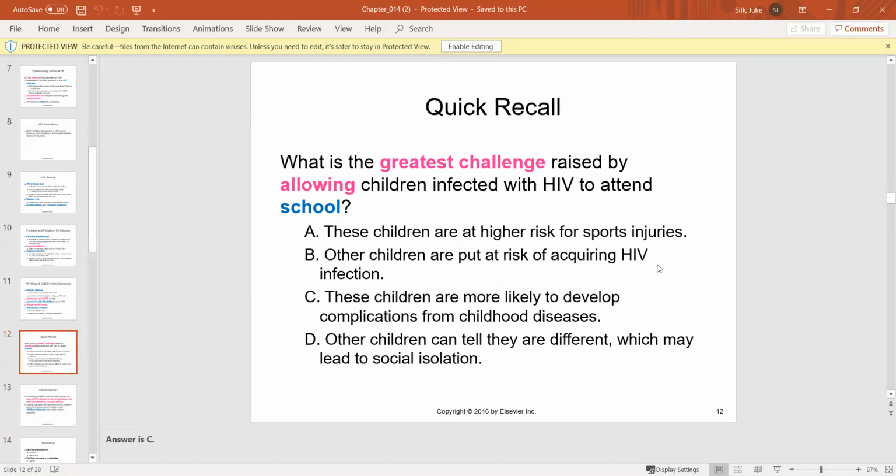All right, so what's the greatest challenge raised by allowing children infected with HIV to attend school? It's going to be that these children are more likely to develop complications from childhood diseases. You could see that because if they have HIV and they're going to school, you pick up everything from all these people that you're around at school. They already have a low immune system, so they could get sick really easily. So that would be something to think about.